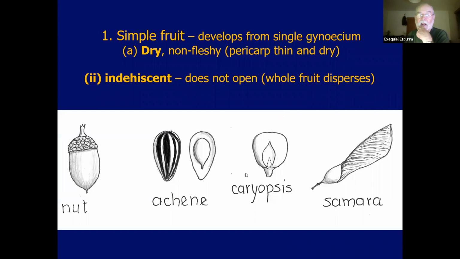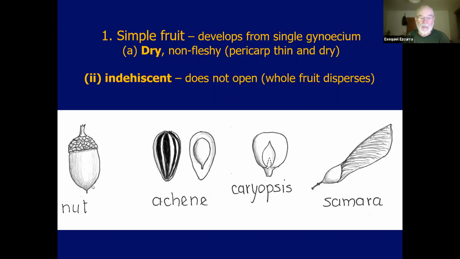Okay, and now we go to indehiscent fruits, fruits that do not open. The whole fruit is the dispersal unit. And indehiscent fruits have four basic types of fruits. As a general word, all indehiscent fruits in some way or other are nuts. But we reserve the word nuts for one in particular, and the others have more specialized names.